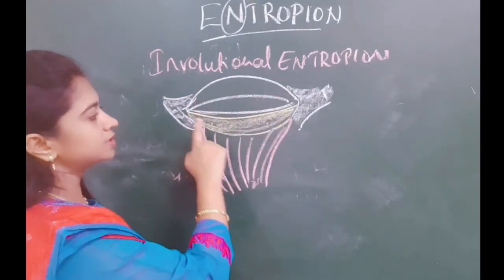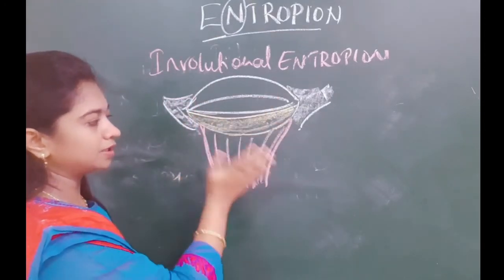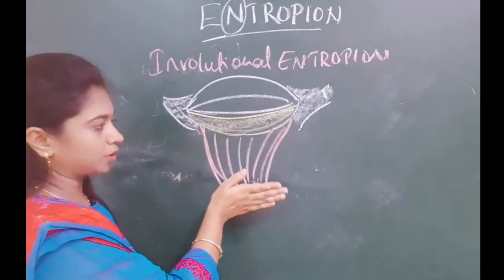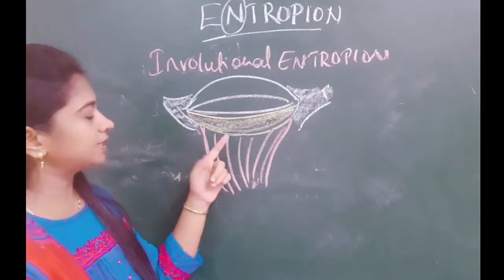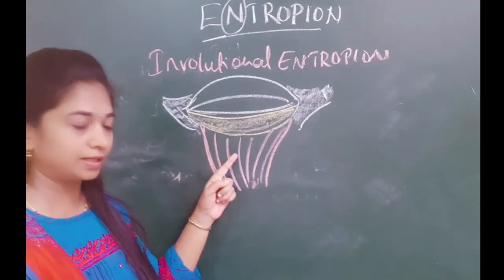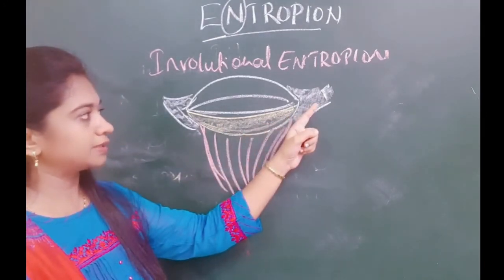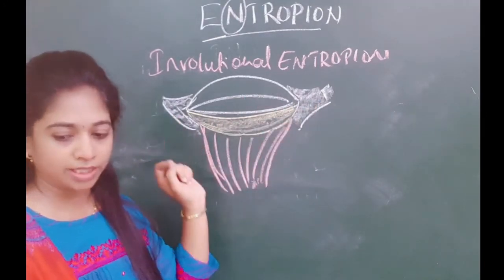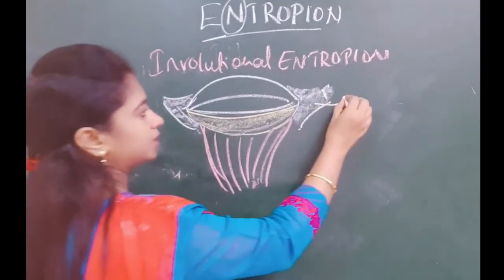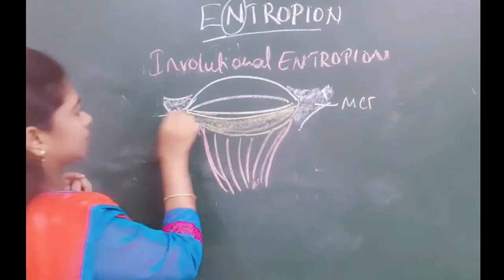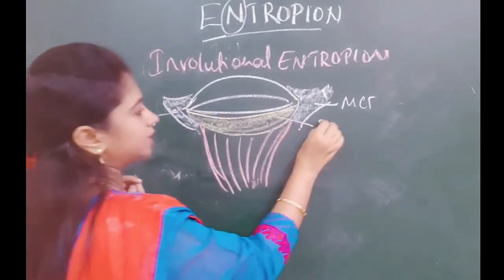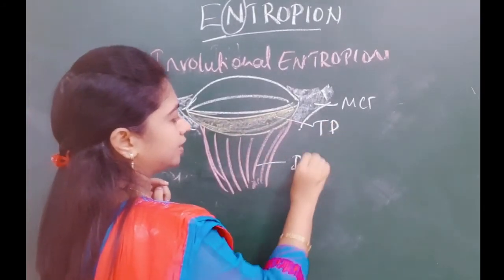This is the upper eyelid, this is the lower eyelid. We have removed the skin, the next layer, that is the orbicularis oculi muscle, and the next layer is the tarsal plate with its inferior lid retractors. You can see the medial canthal tendon attachment and the lateral canthal tendon attachment. So first let's name the parts. Medial canthal tendon, lateral canthal tendon, this is the tarsal plate, this is the inferior lid retractor.